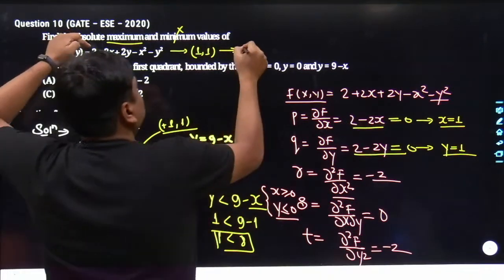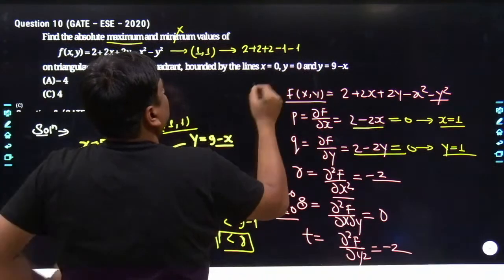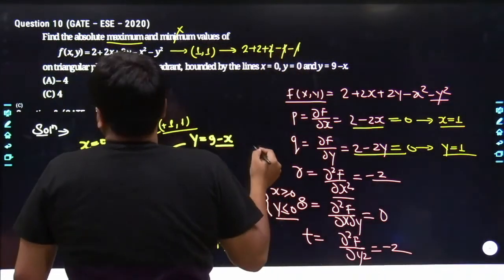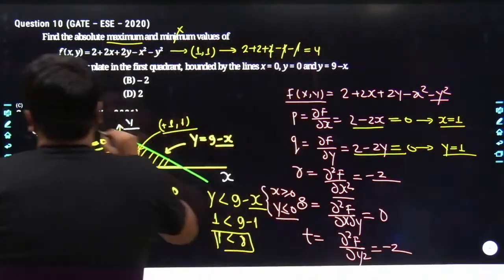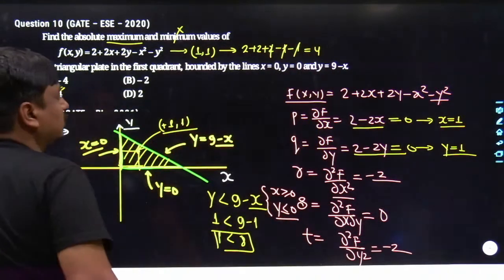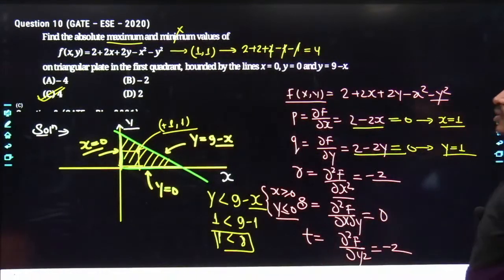So here it becomes 2 plus 2 plus 2 minus 1 minus 1. So here it goes like this. So the best most result we get now is simply going to be 4. So the maximum worth of this bivariate function is 4. So till this point each and everything must be clear to all of us. Yes.